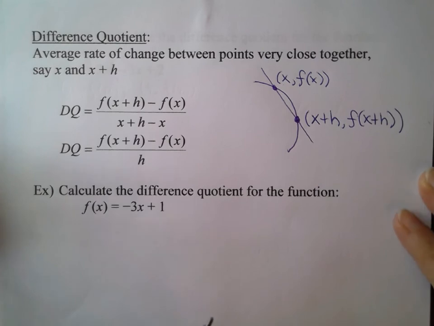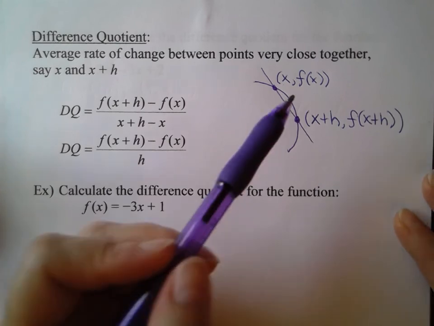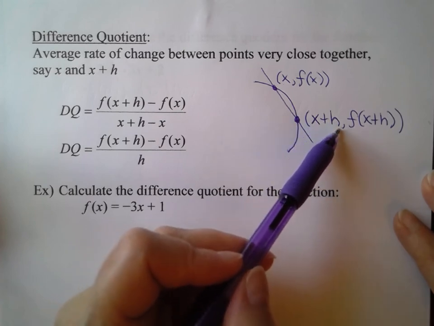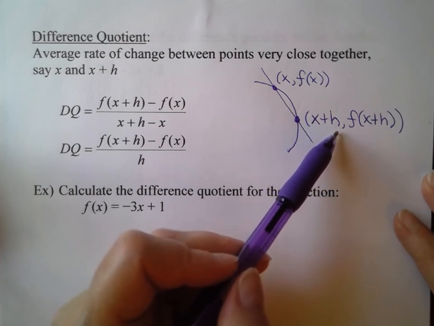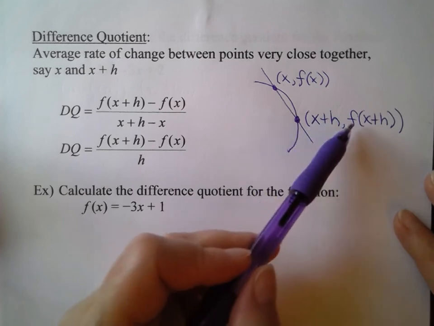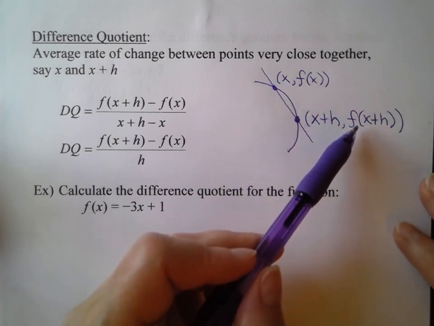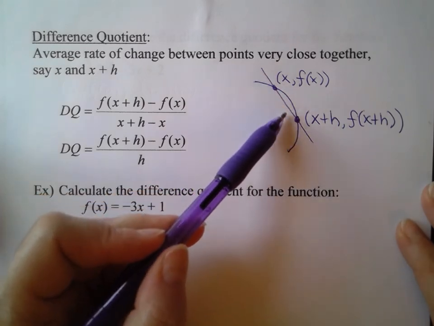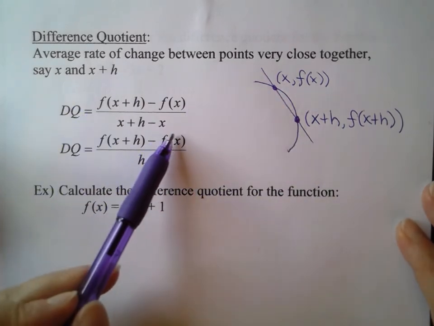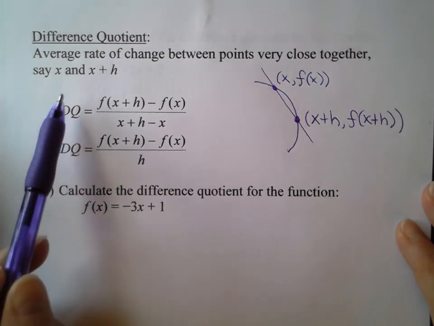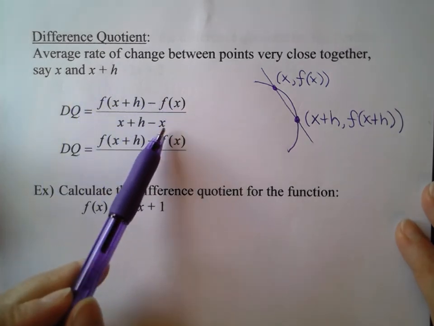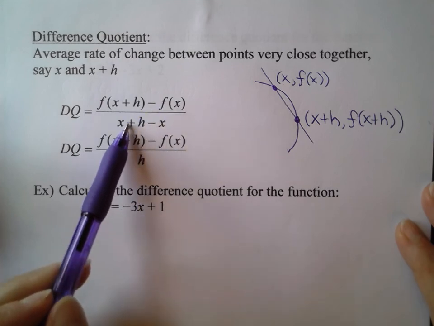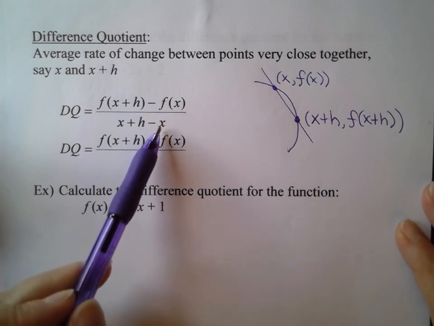Okay, so that's kind of the idea behind the difference quotient. These 2 points, the x and x plus a little bit, or x plus h, are close, and so we're using the coordinates of these 2 points to calculate the slope of the secant line, which is the average rate of change. This would be the formula that we get if we plugged those things into the average rate of change, right? Think of y2 minus y1 over x2 minus x1.